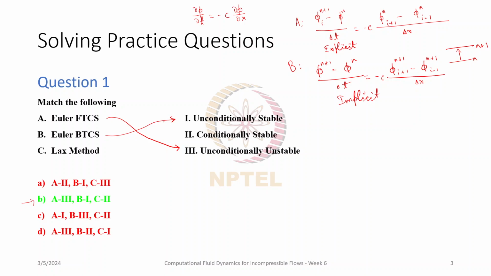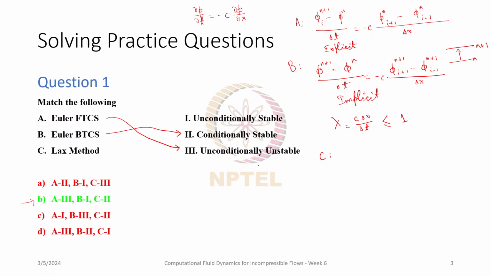So C should be, oh no, sorry. This would be conditionally stable. The condition here is that the Courant number, that is C delta t over delta x, should be less than or equal to 1.